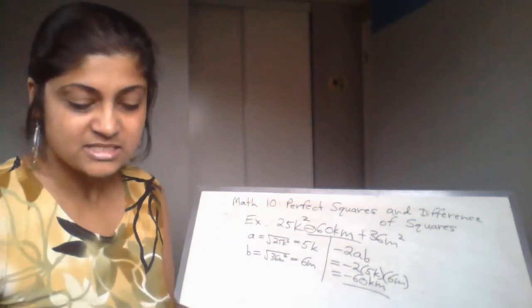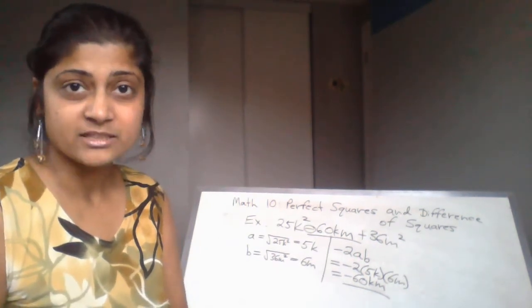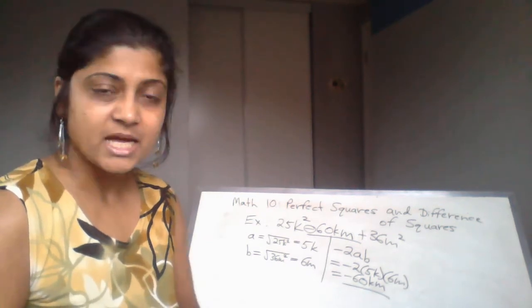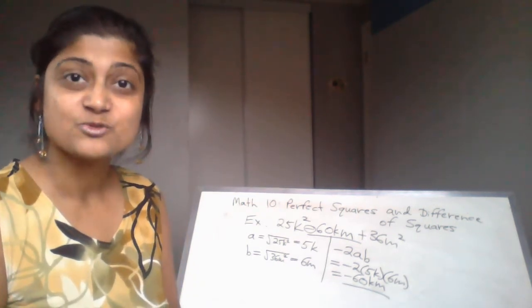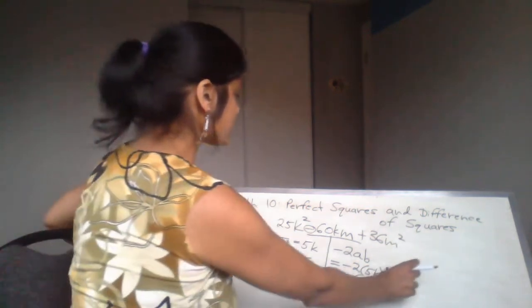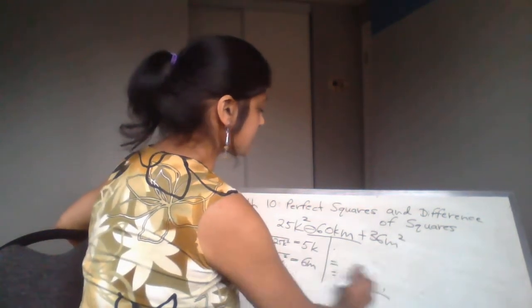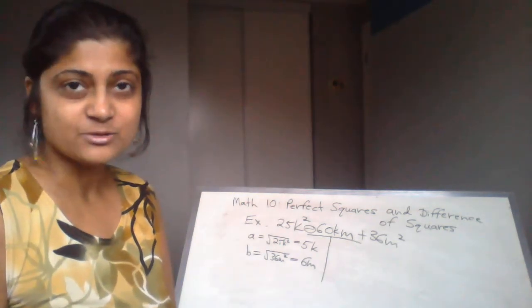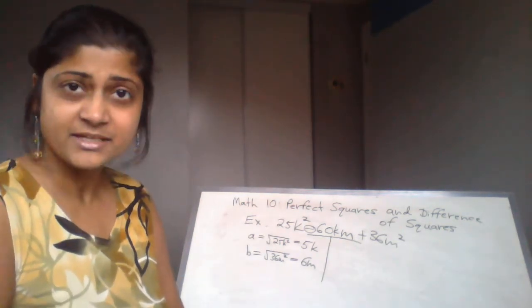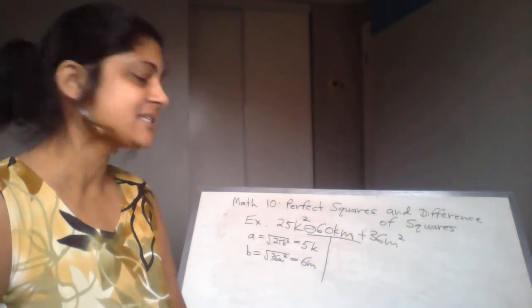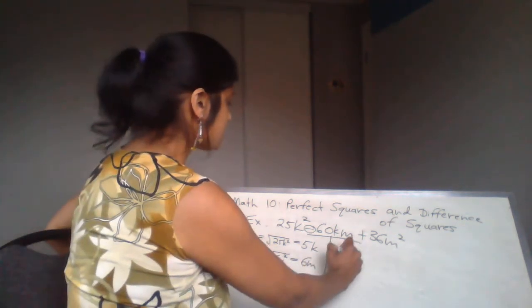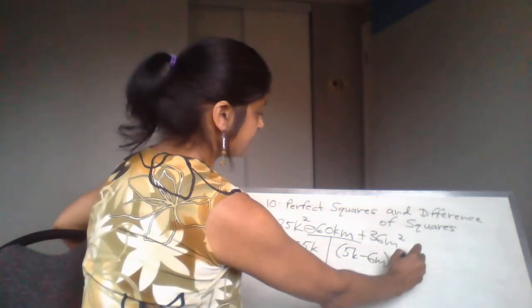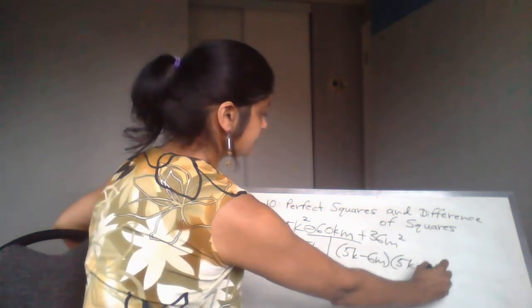All right, so that's how you verify or prove that this trinomial is a perfect square trinomial. The second part is going to ask you to factor this perfect square trinomial. So I'm just going to use my a and b values. The a value here is 5k and the b value is 6m. So this time it's going to be 5k minus 6m and 5k minus 6m.